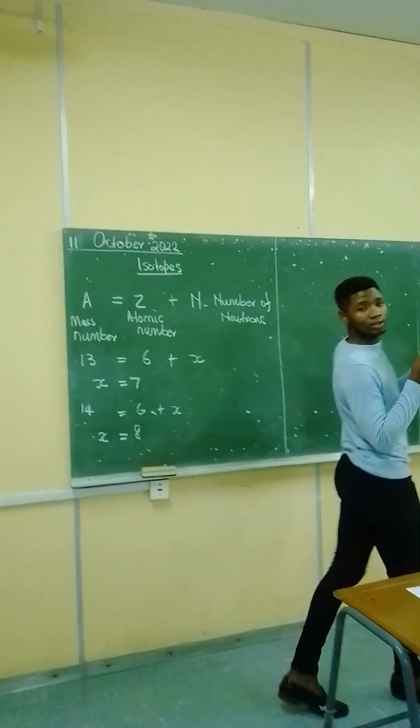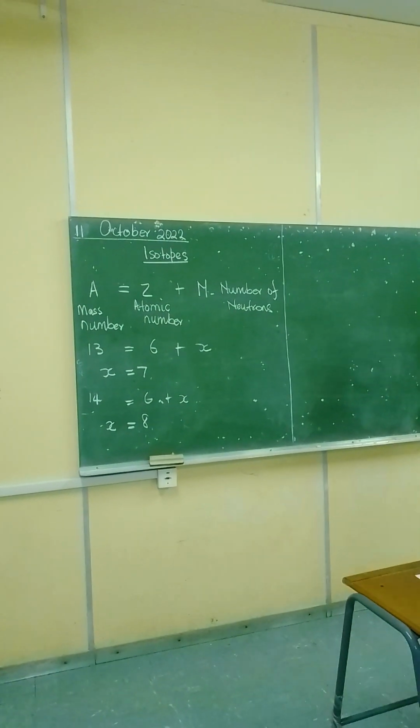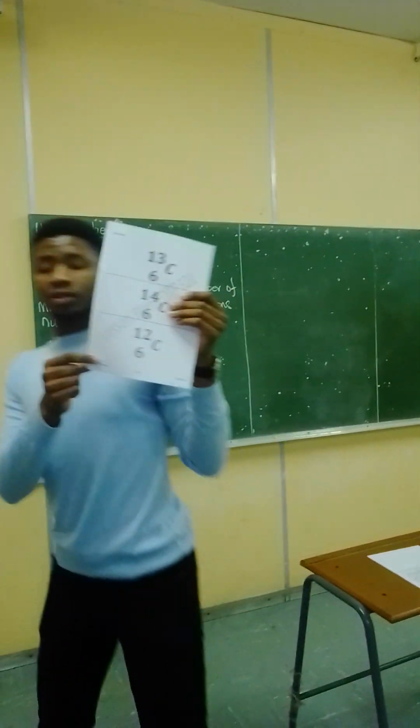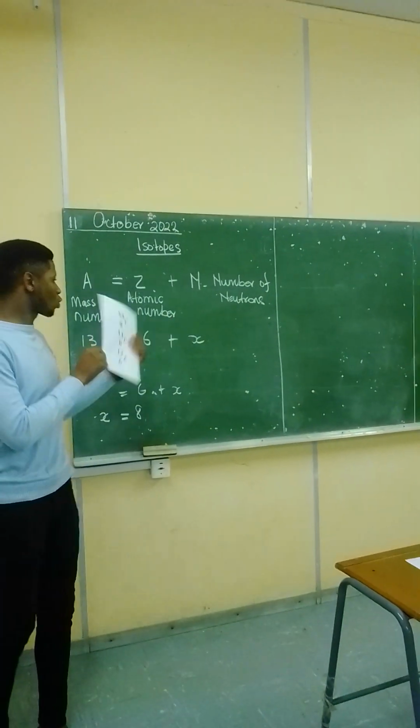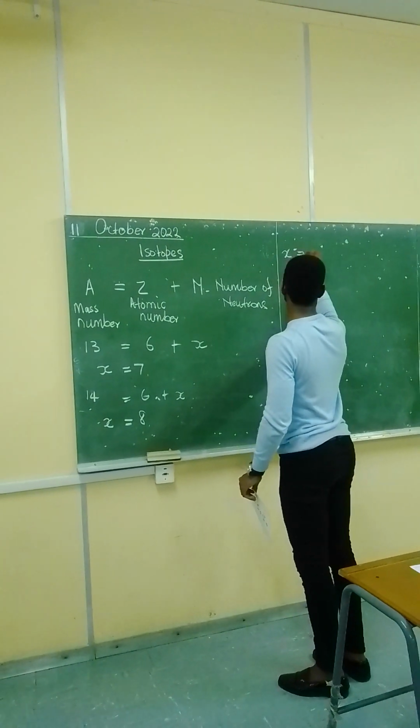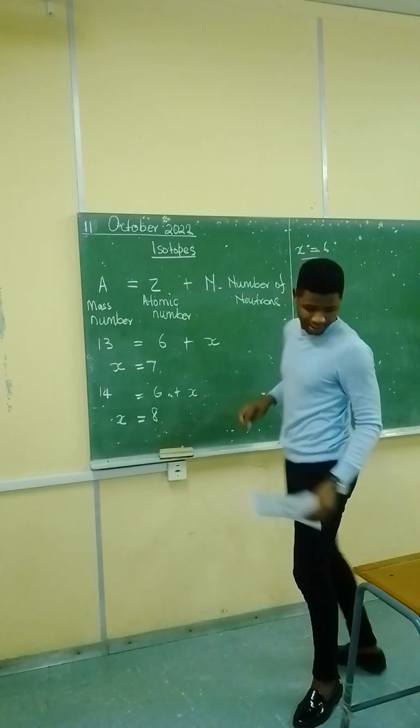We have the mass number being 12 now. What's the number of neutrons? So the number of neutrons in this case is 7. Let me just write here. So the number of neutrons is 6.